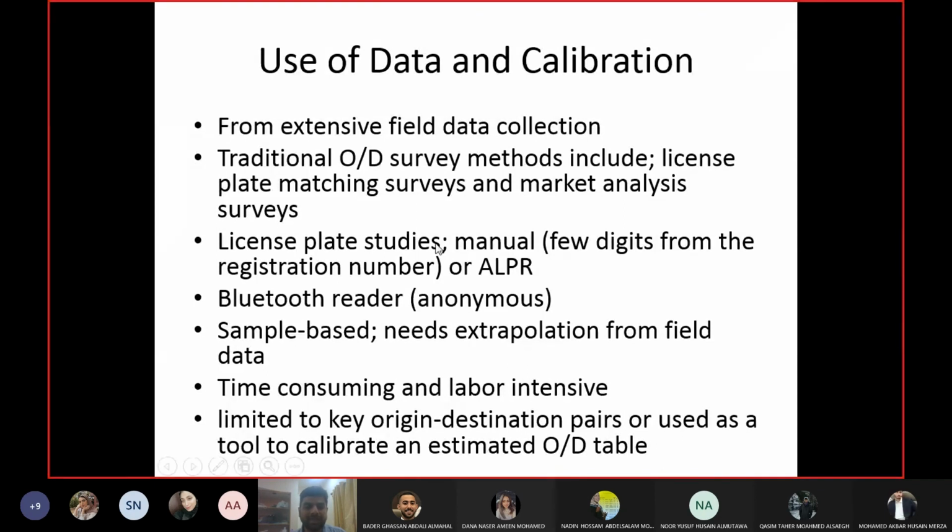So if we have to collect data from the field, if we have to use one of these studies, then we limit ourselves to key origin destination pairs, the main and important zones. So maybe instead of having 14 zones in the last map which I showed you, you may have 5 or 6 zones, because for each zone you have to do a survey, do a field study, then extrapolate the matrices and so on. So you will have to limit your efforts.